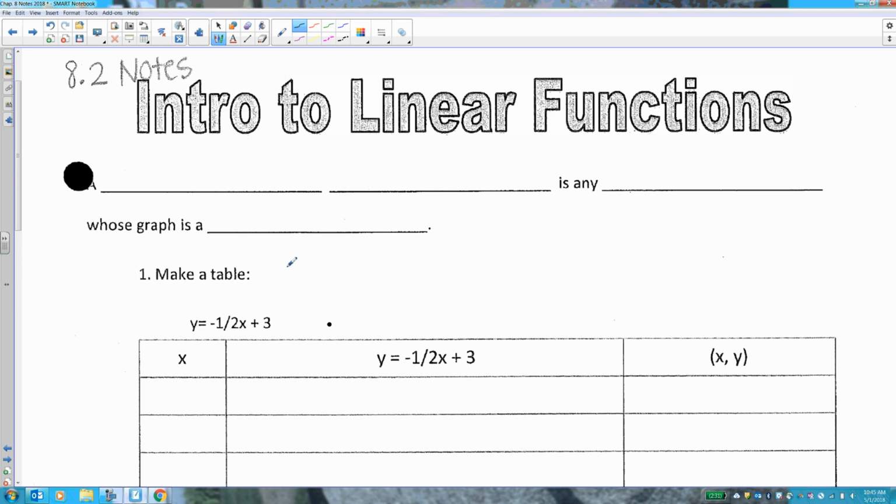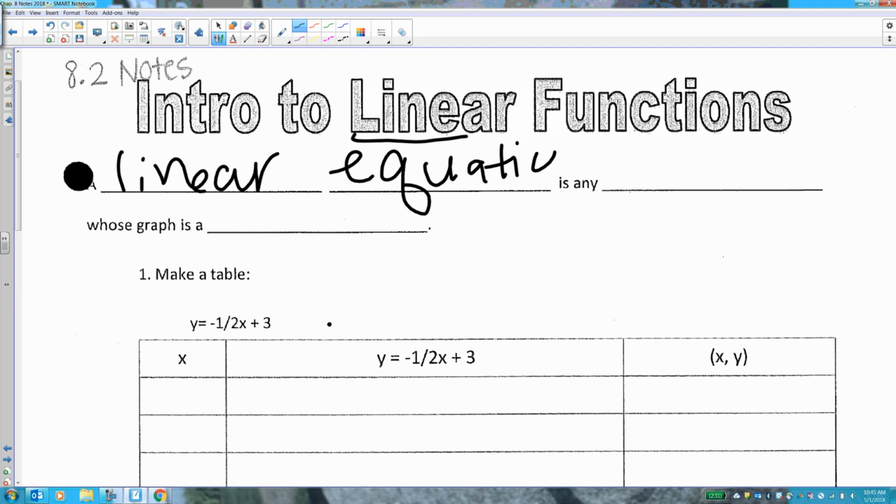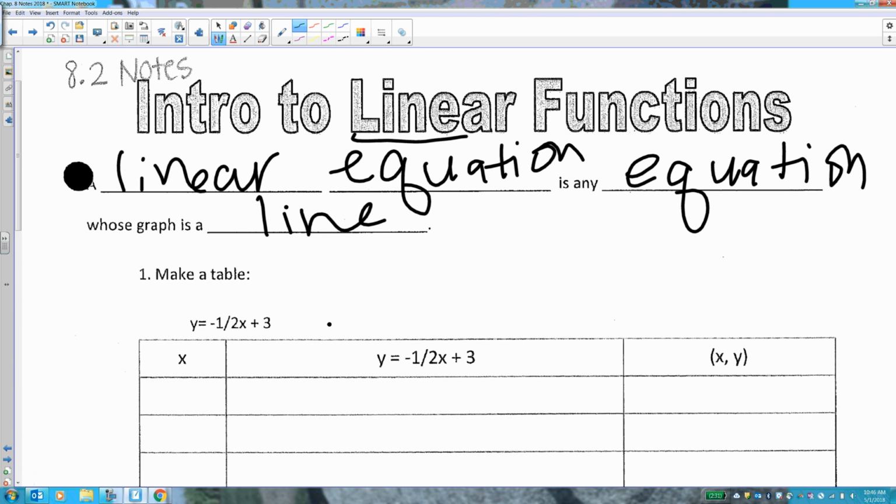Guys, so today we're going to start on linear functions 8.2. So basically it's a function that forms a straight line, hence the word linear. All right, so a linear equation, we also call them linear functions, but equation just makes sense because we're using our variables, is any equation whose graph is a line. It has to be a straight line. It can't be curved. It has to be just a straight line. So we sometimes call it a linear function or a linear equation, but they mean the same thing.